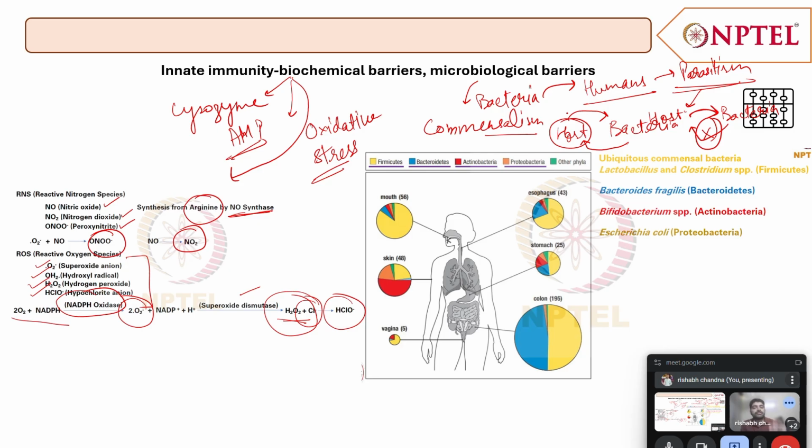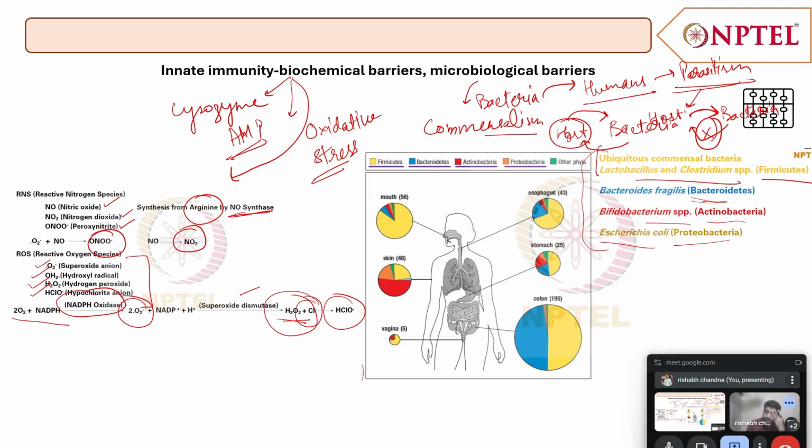So there are different species of bacteria that are present in our gut as well as in our respiratory tract. These are lactobacillus and clostridium species that are called firmicutes. This is ubiquitous commensal bacteria that is present in our body. Then we have bacteroides fragilis or the bacteroidetes. Then we have bifidobacterium species or the actinobacteria. Then we have E. coli or the proteobacteria. So these are the major bacterial species that are present in our body as commensals.